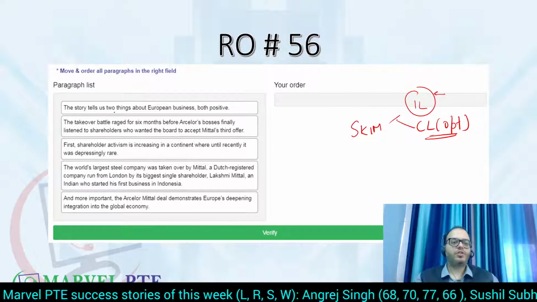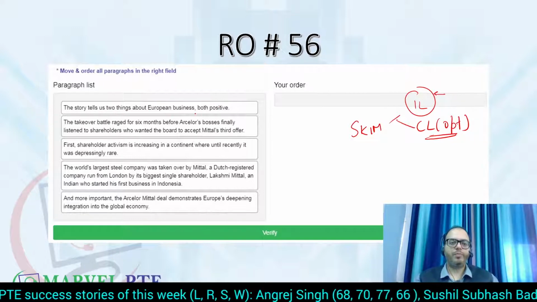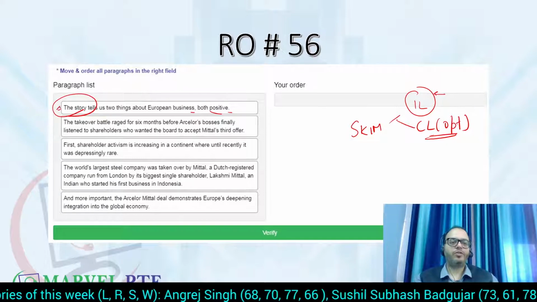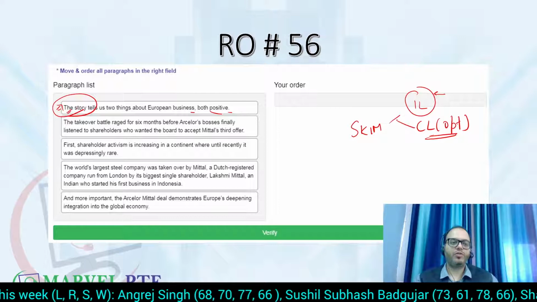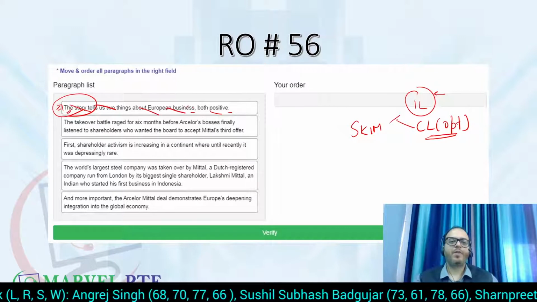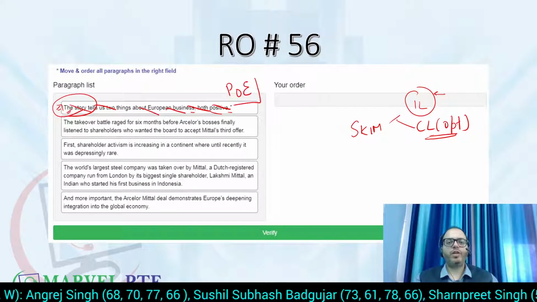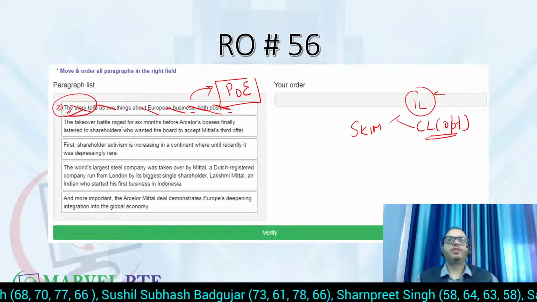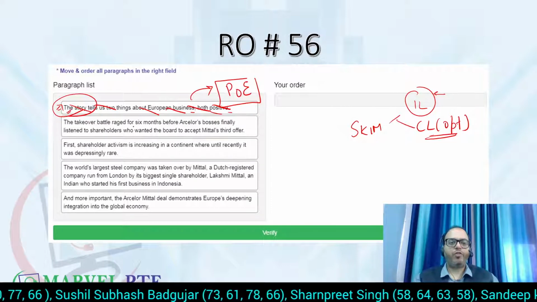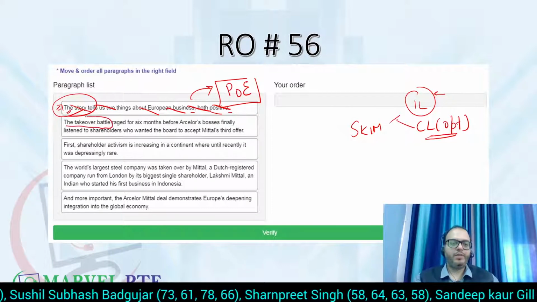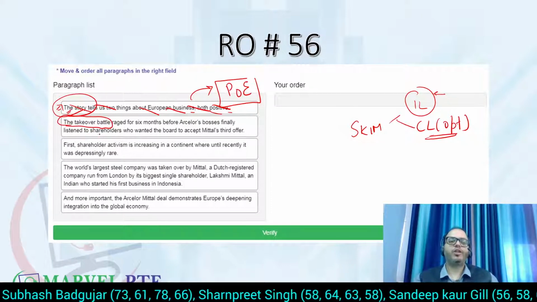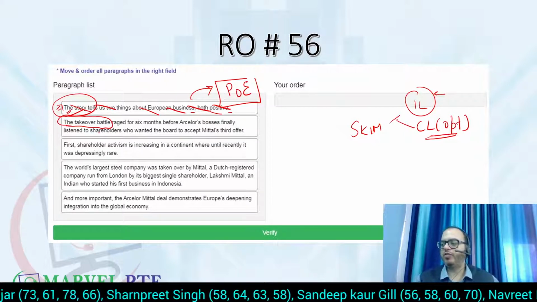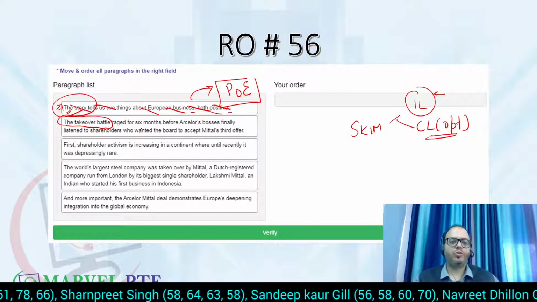Okay, so "The story tells us two things about European business, both positive." The story means something must already have been defined, right? That's why we cannot have this as an independent line. What we are doing here is using the process of elimination to eliminate the wrong options. "The takeover battle raged." The takeover battle means some battle must already have been mentioned. Takeover means when one company buys out another company, that is known as a takeover. So something about that must already have been said.